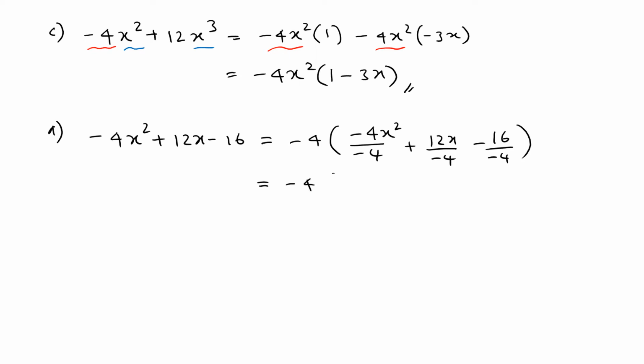And then negative 4 divided by negative 4 is 1, so that means you get x squared. In the next one, we have 12 and negative 4. When you divide, you get negative 3x. And then the next one, the negatives get cancelled, and you will get 16 over 4, which is 4. So that's how you can see that.